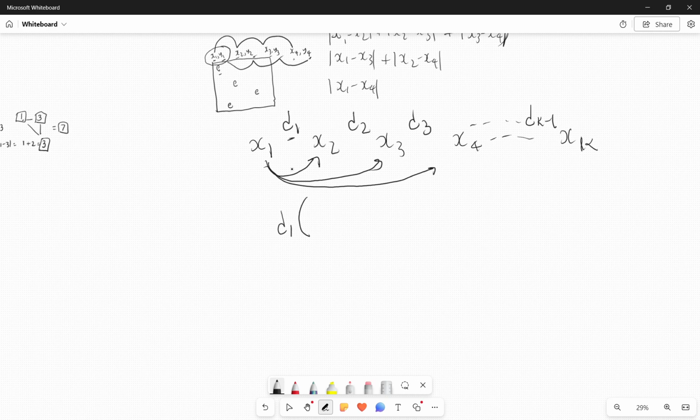d1. I go from x1 to x2, I count d1 one time. I go from x1 to x3, I count d1 one more time. I count d2 and some other distances for the following xi's, but first I am looking at d1, how many times I am adding d1 to my answer. So going to x3, again I add d1, to x4 again I add d1, and so on up to how many times? K minus 1 times, right? K minus 1 times.